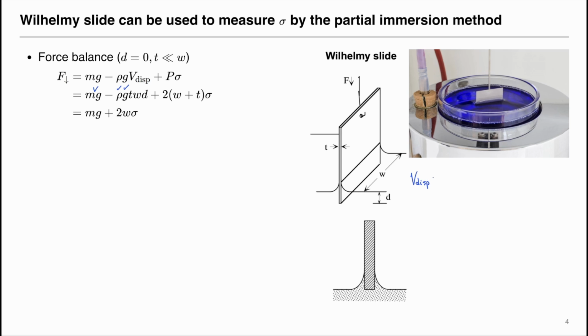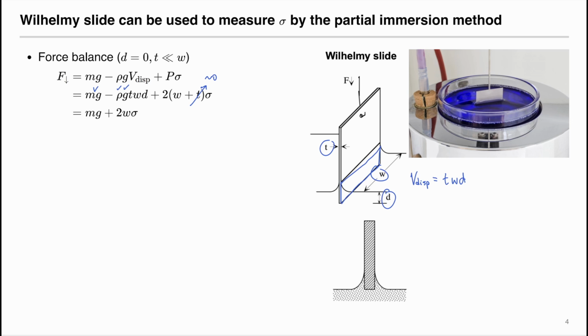Displaced volume is equal to the volume of the slide that is submerged under the liquid, which is equal to the thickness times the width times the distance that is submerged under the liquid. For the surface tension force, the wetted perimeter is 2 times the width plus the thickness. And if we make a simplification so that the thickness is way smaller than the width, then the thickness can essentially be neglected.